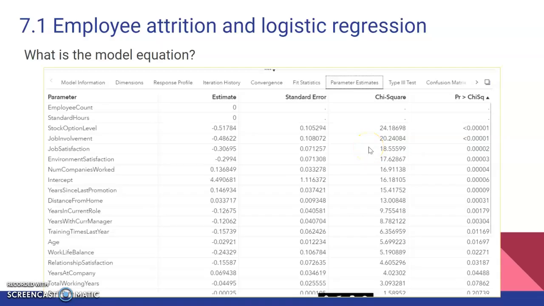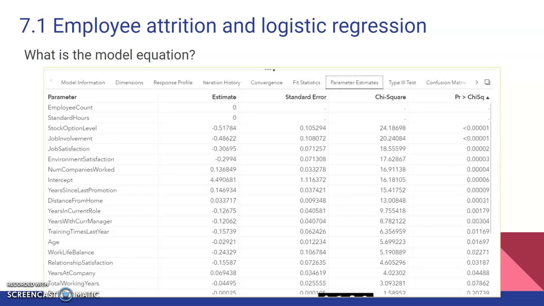So, employee attrition and logistic regression. What is the model equation? We ran this in the model, and these are the numbers that it spat out. You can see towards the top, it's just error numbers, which is zeros. There's no data there. And then going forward, we can make sense of some of these different numbers.